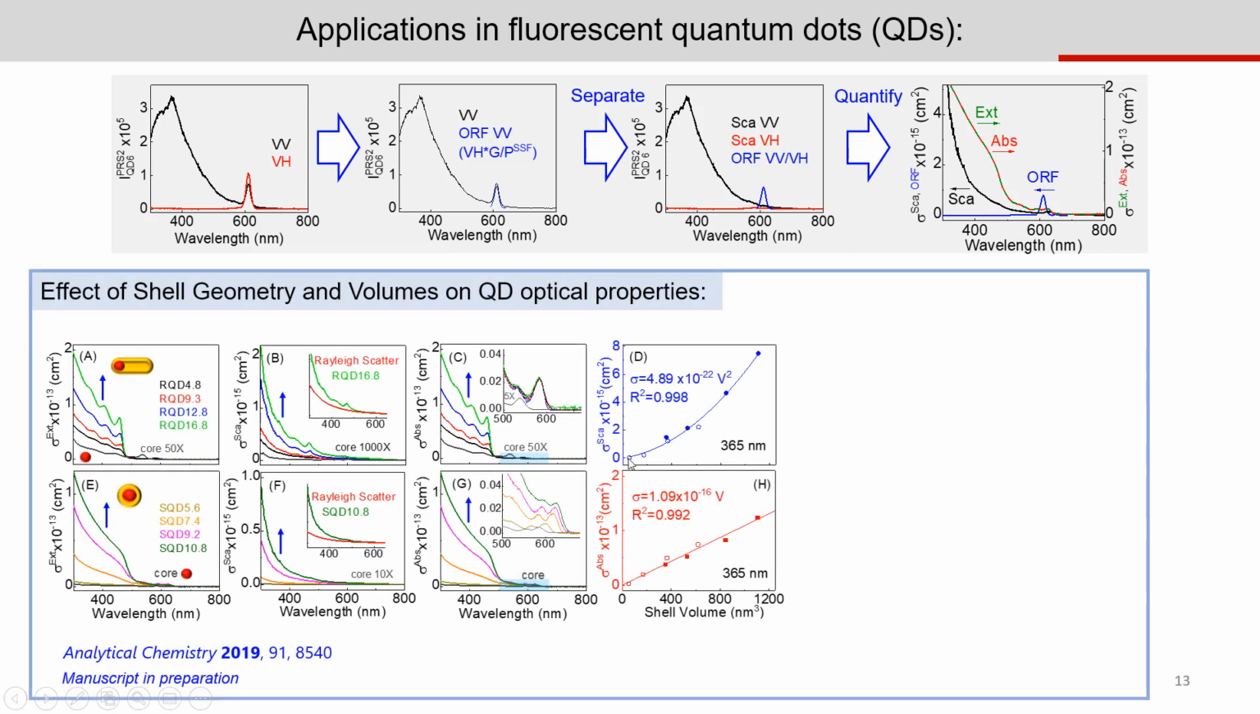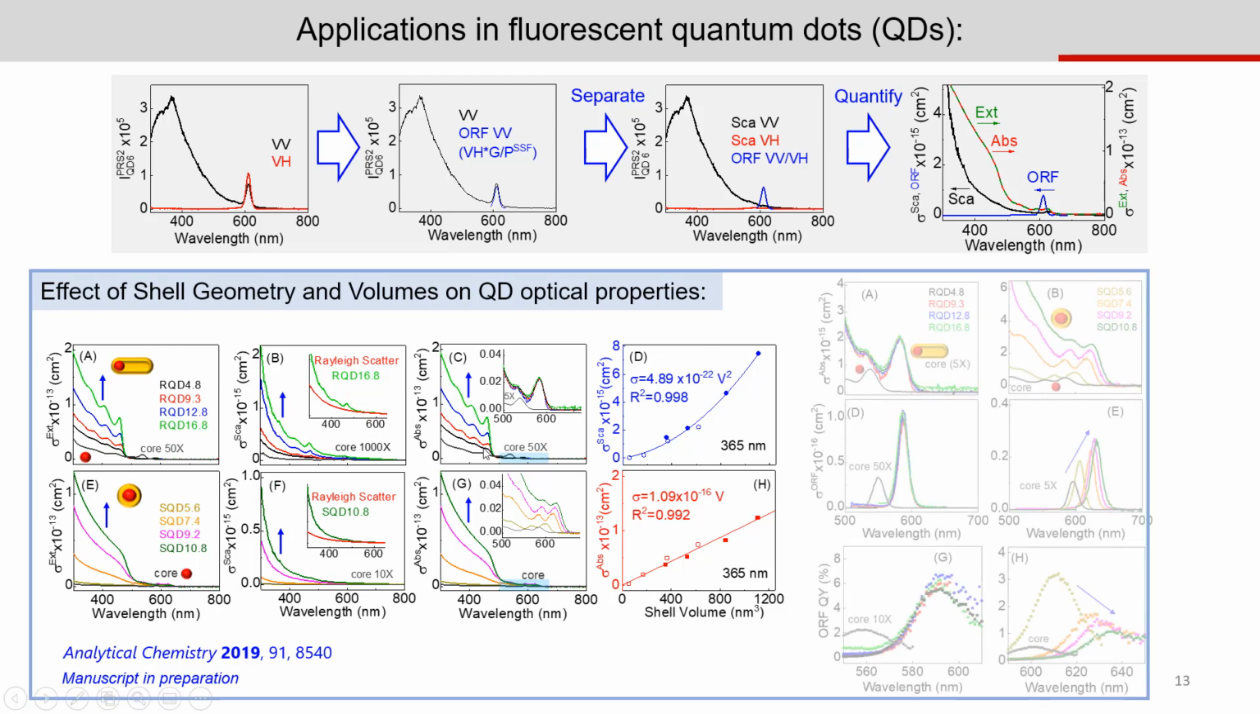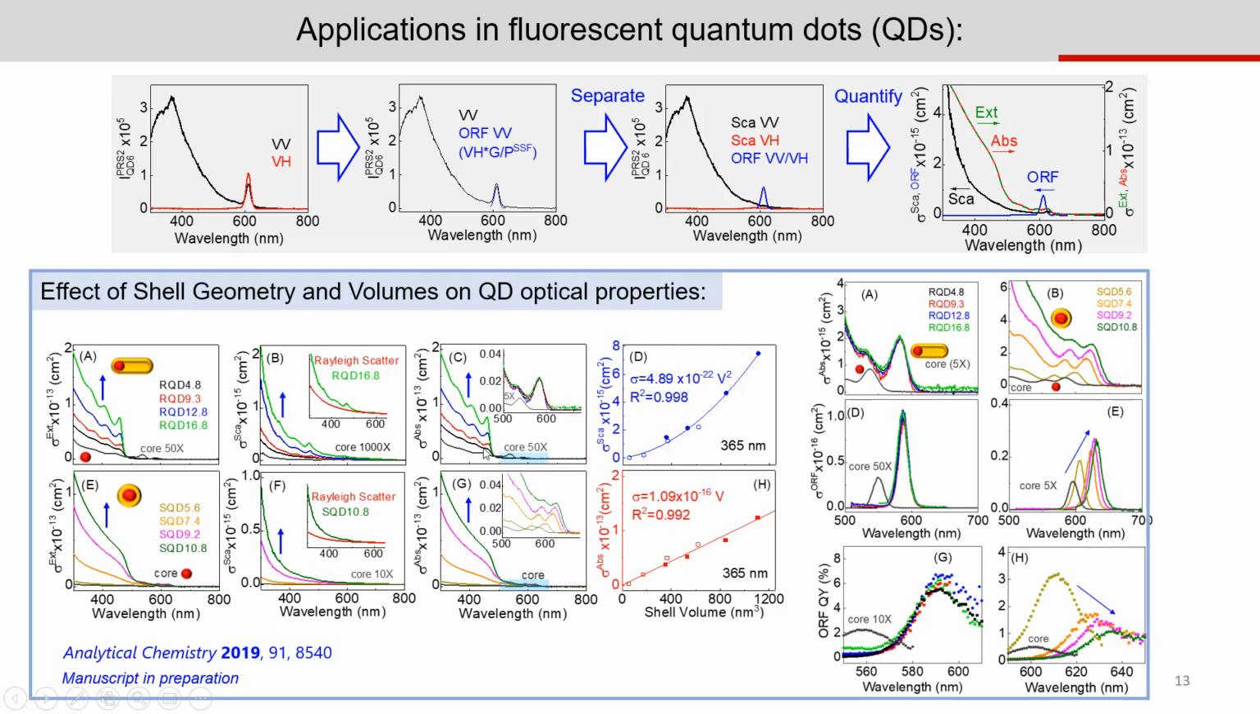We studied the effect of different shell lengths for quantum rods and the shell thickness for quantum spheres. It turns out the QD scattering does not follow Rayleigh scattering and increases quadratically as a function of the shell volume. And the scattering spectrum shares features with the absorption spectrum. Also, the shell coating can enhance the photoabsorption and ORF in the core region, but the effect is quite different for the rods and the spheres.